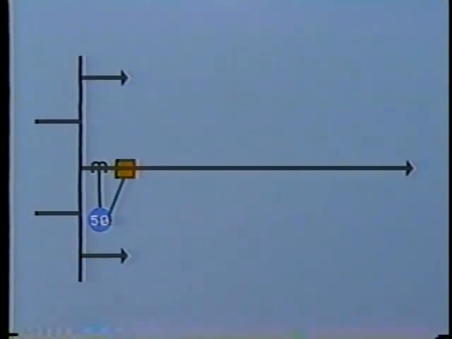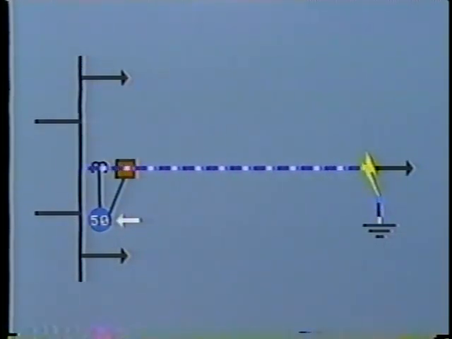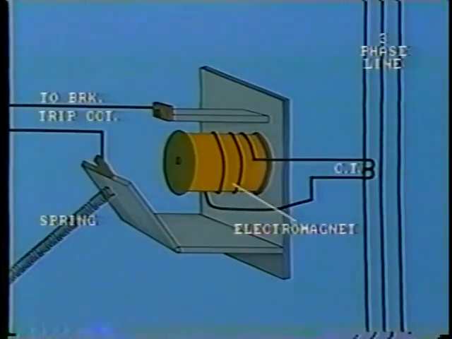But a more common form of feeder protection is overcurrent. For example, a fault out here on this feeder would give rise to an overcurrent in the line. An overcurrent relay connected close to the breaker would detect this and could be set to open the breaker. The standard device number for an instantaneous overcurrent relay is number 50. Here is a typical instantaneous overcurrent relay of the clapper type. Its principle of operation is extremely simple.